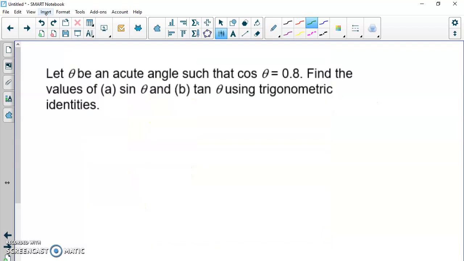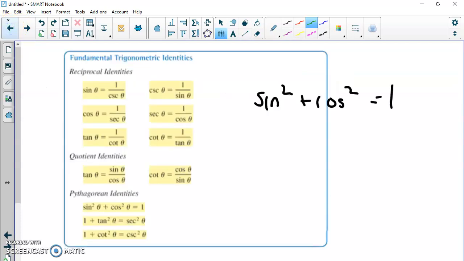All right, so let's apply one of them. So let theta be an acute angle. So that means we're going to be in quadrant 1, such that cosine of theta is 0.8, so 8/10. Find the values of sine and tan using the identities. So looking back at the identities, we have cosine right now, and we want sine and tangent. So looking at cosine, out of all of these, we can cancel any ones that don't have cosine at all. And then we want to find sine and tangent. So these two don't have anything to do with sine and tangent, so let's get those ones away.